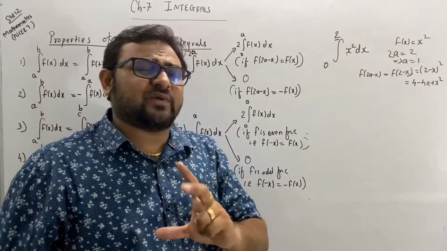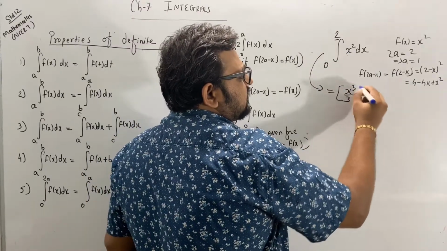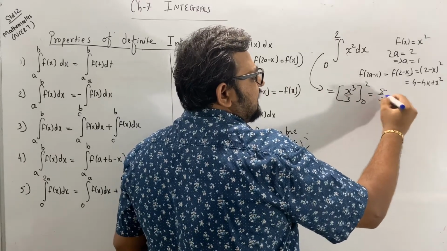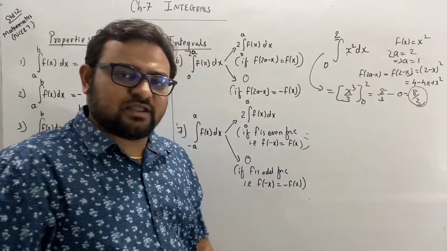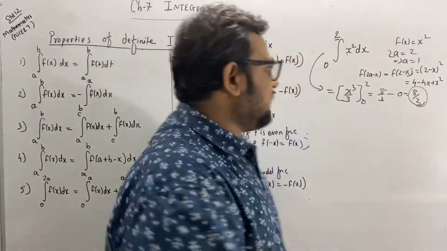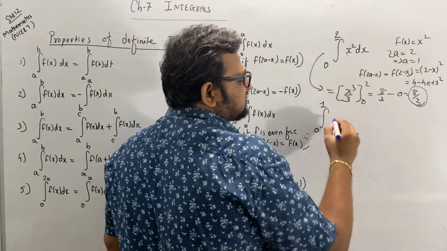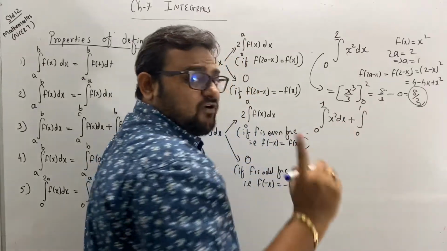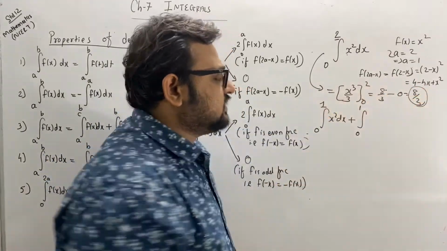Okay, so first let's solve it directly. What will be this? x cube by 3, 0 to 2. So put the value of the upper limit, 2 cube, 8 by 3 minus 0. So this is equal to 8 by 3. Clear? Now if I want to solve it using this property, then this will be equal to the integral from 0 to a, a is 1, of f of x, which is x square dx, plus the integral from 0 to a, again 0 to 1, of f of 2a minus x. What is f of 2a minus x? This.